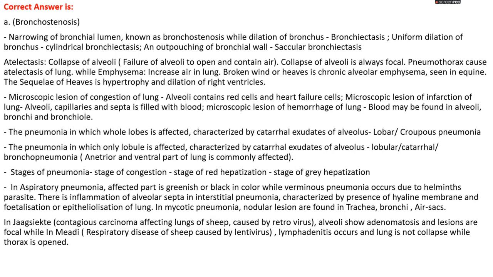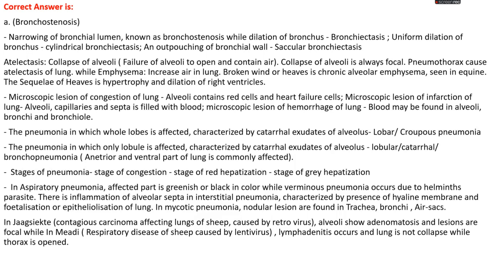Okay, hepatization is a process in which lung tissue becomes like liver tissue. In aspiration pneumonia the affected part is greenish or black in color, while verminous pneumonia occurs due to helminth parasites. In interstitial pneumonia there is inflammation of the alveolar septa, characterized by the presence of hyaline membrane and fibrosis or epithelialization of lungs. In mycotic pneumonia, we can see nodular lesions in the trachea, bronchi, and air sacs.